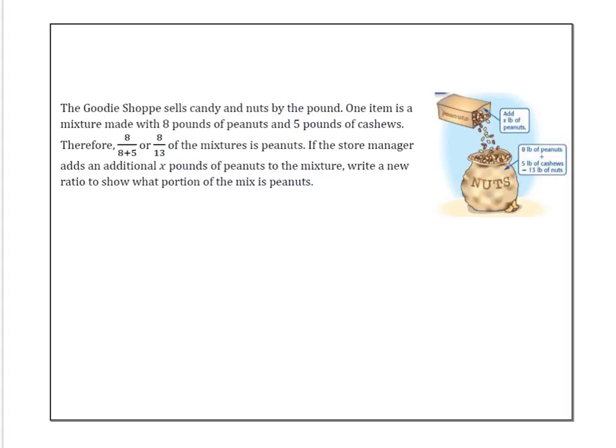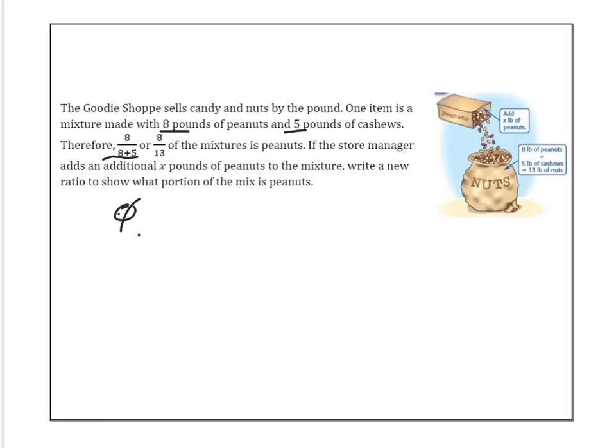So the goodie shop sells candy and nuts by the pound. One item is a mixture with 8 pounds of peanuts and 5 pounds of cashews. Therefore, 8 over 8 plus 5, or 8 over 13 of the mixture is peanuts. If the store manager adds an additional x pounds of peanuts to the mixture, write a new ratio to show what portion of the mix is peanuts.